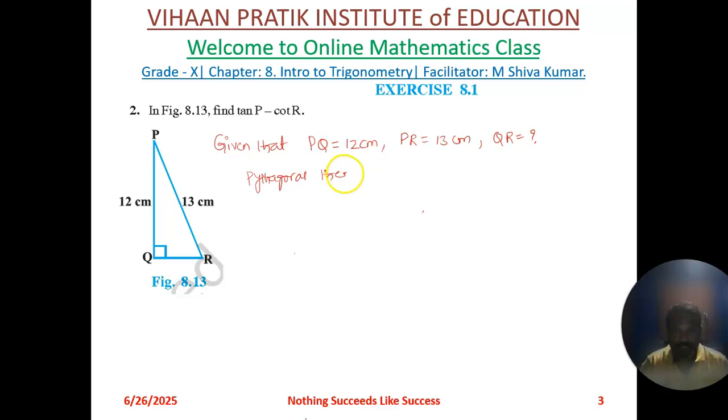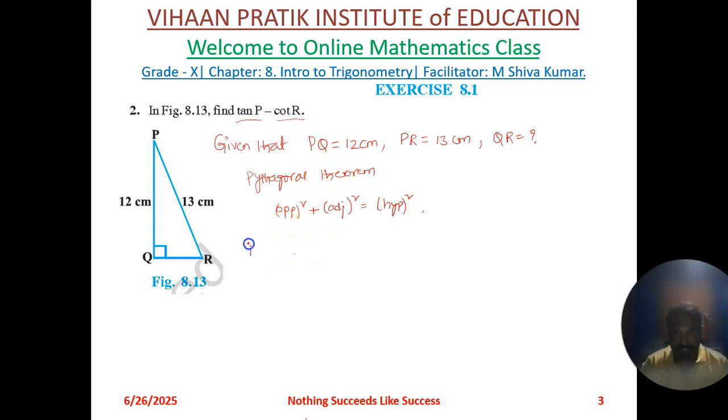Which states that the sum of the squares of the two sides is equal to the square of the third side. So opposite side square plus adjacent side square is equal to hypotenuse side square. Now we need to find two trigonometric ratios. One is tan P, the ratio with respect to angle P. The other one is cot R, the ratio with respect to angle R.